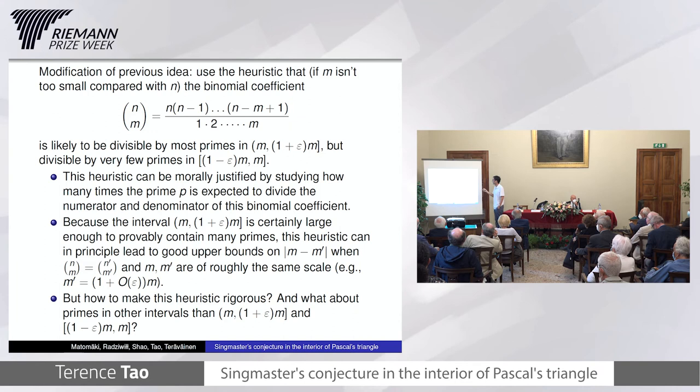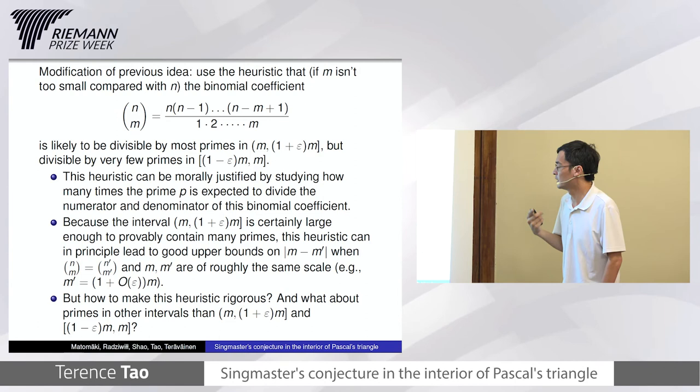But by the same token, if you take a prime just a little bit less than m, say between 0.99m and m, then I'm cheating a little bit, but you would expect that very few primes in this interval will divide this binomial coefficient, because if a prime is just a little bit less than m, then it will appear once in the denominator, and it will probably appear just once in the numerator, because the number of consecutive terms here is just a little bit bigger than p. It might appear twice in the numerator, so it can be divisible by a prime in here, but not very often.